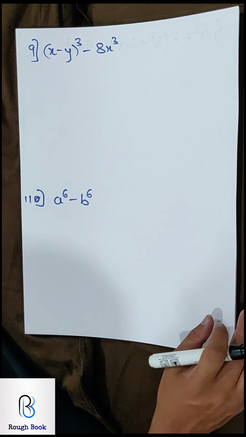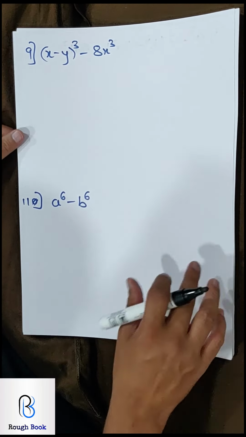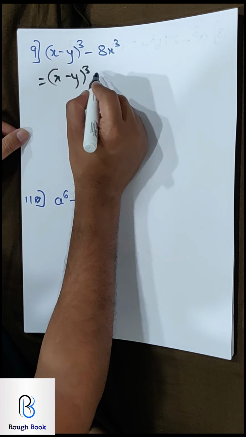The next one, sum number 9. Come on, go ahead, try it on your own. It's already cubed. X minus y the whole cube. Don't solve this by the original formula.